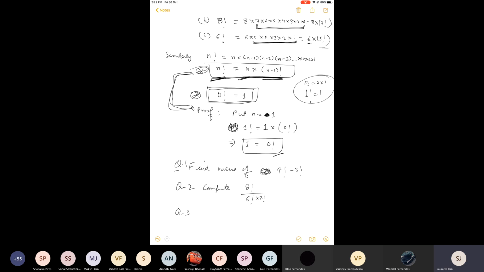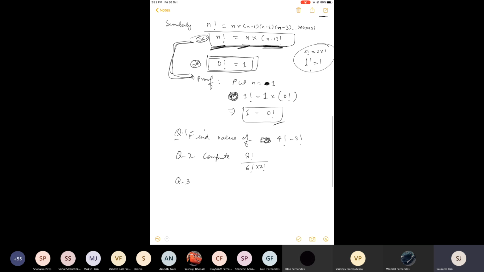What is the answer of the first part? Be quick, they are easy questions. So 18, yes, 18 will be the answer. See, why? What is 4 factorial? 4 factorial means 4 into 3 into 2 into 1. 3 factorial means 3 into 2 into 1. Find their values. First one is 24, next one is 6. Answer is 18. So that's simple.